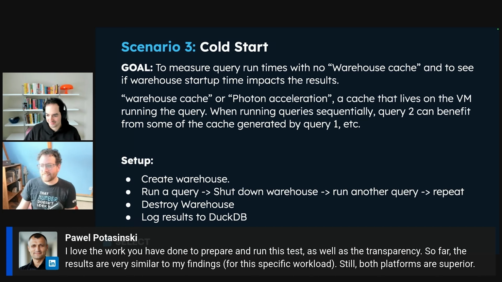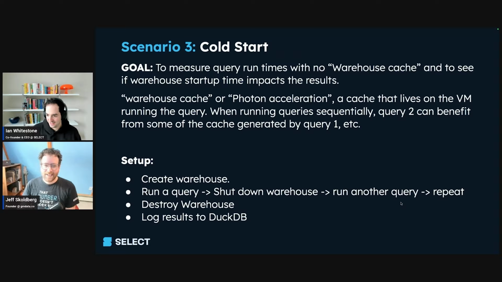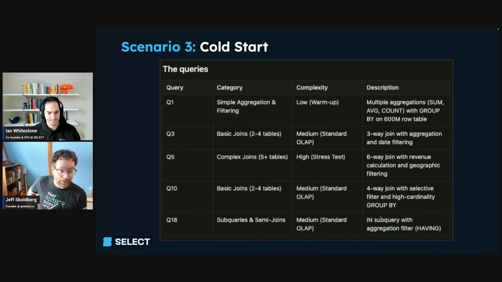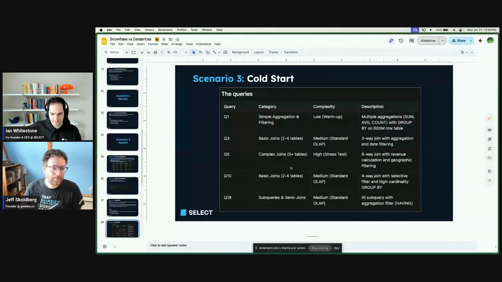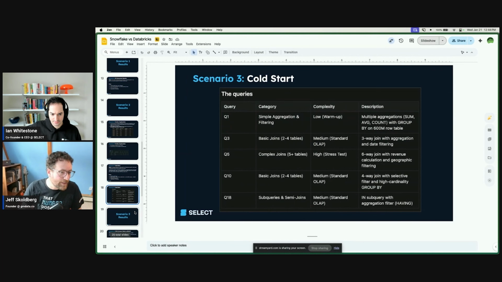Yeah. Same person, Powell, said that they love the work that we've done and they've experienced similar results so far. Pretty nice. Cool. So cold start. Last thing to say before we show the results on cold start is just the queries that we chose and the complexity. So we have basically a 3-table join, a 6-table join, a 4-table join, an in subquery, also with a having. So these are the different complexities, low, medium, and high. So just a little bit of information there.